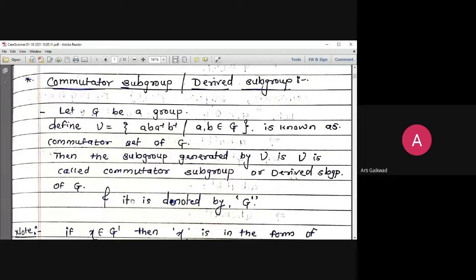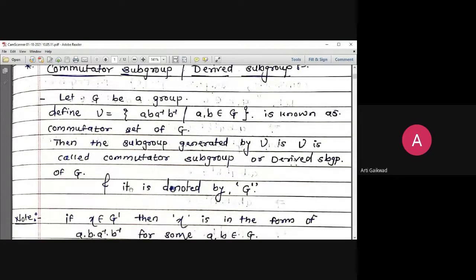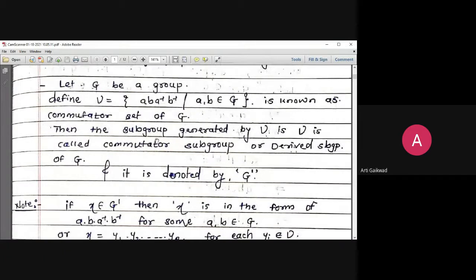And the subgroup generated by U is nothing but the smallest group in which U is contained. Then that group is called the commutator subgroup or derived subgroup of G, and it is denoted by G dash. That commutator subgroup or derived subgroup is denoted by G dash.